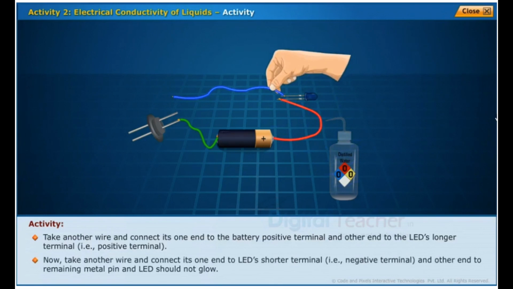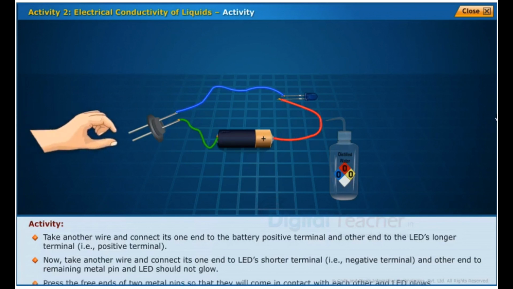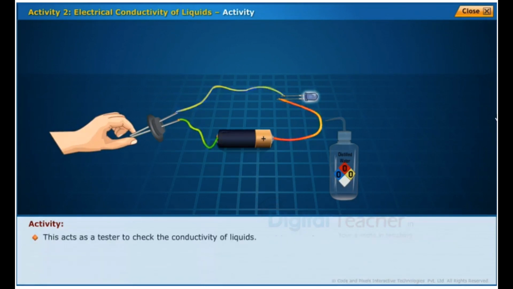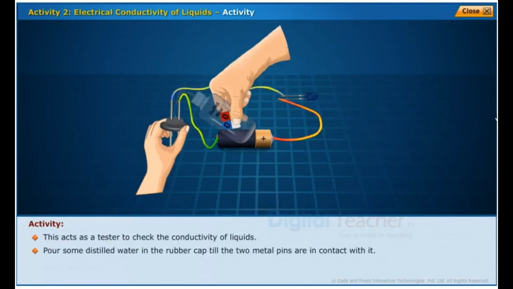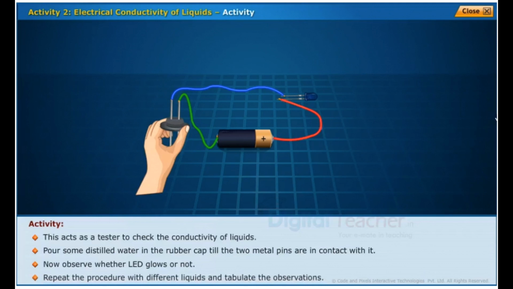Now, take another wire and connect its one end to LED's shorter terminal, that is, the negative terminal, and other end to the remaining metal pin. The LED should not glow. Press the free ends of two metal pins so that they will come in contact with each other and the LED glows. This acts as a tester to check the conductivity of liquids. Pour some distilled water in the rubber cap till two metal pins are in contact with it. Now observe whether LED glows or not. Repeat the procedure with different liquids and tabulate the observations.